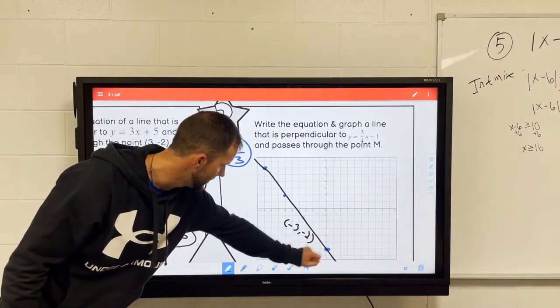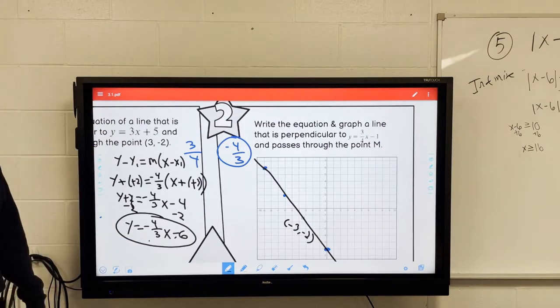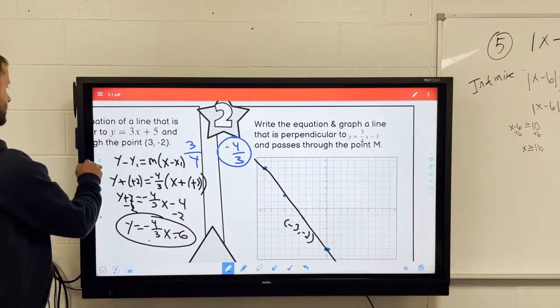Look, -6 right there. Okay? Ladies and gentlemen, this is going to be the equation that is perpendicular to that line. Okay? Let's jump over to example number 3.